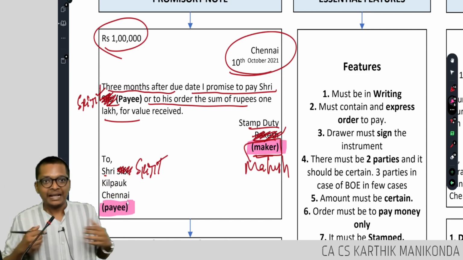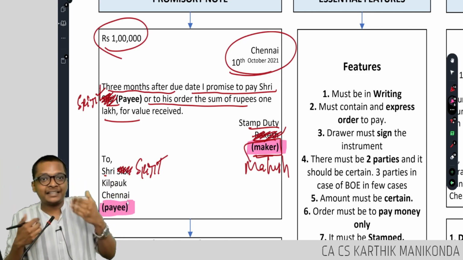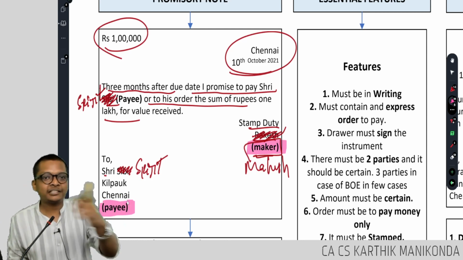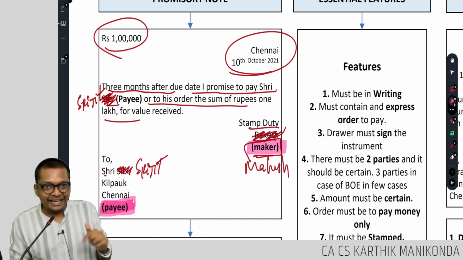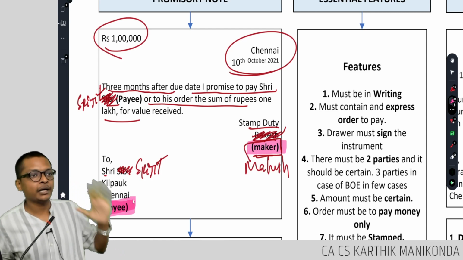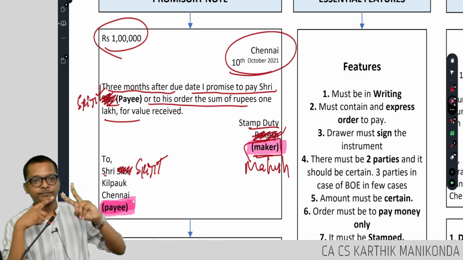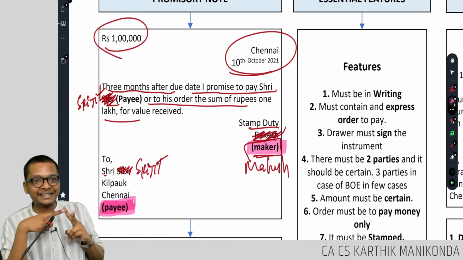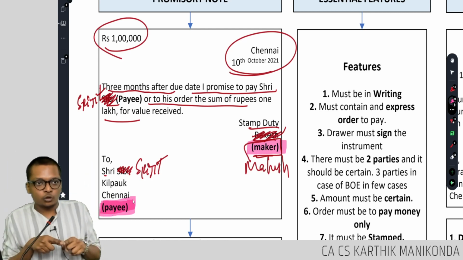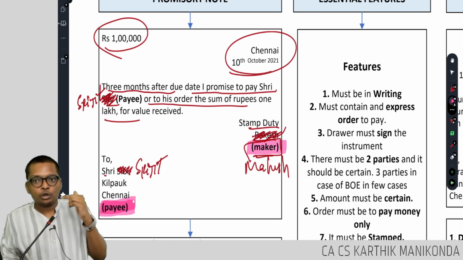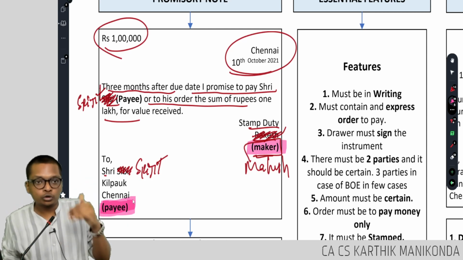Maker now, who is making it? Who is writing? I promise to pay. Promissory note means I promise to pay XYZ. Whom I am paying. Are you following, guys? Clear. So, what are the two parties in promissory note? Maker and payee. Maker is the one who is making the instrument. Payee is the person to whom I am paying. Who is going to receive the money?